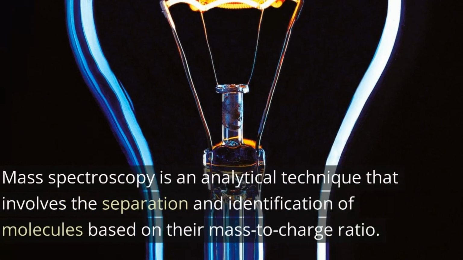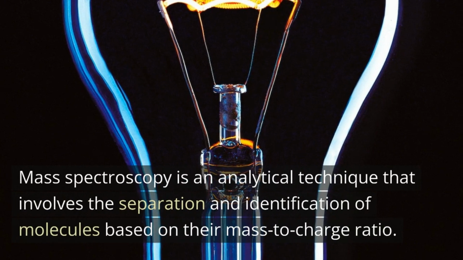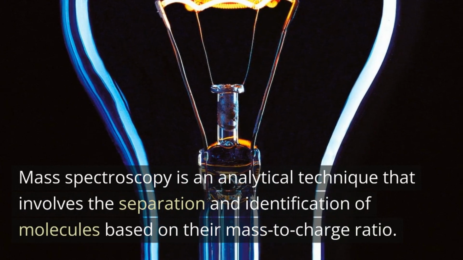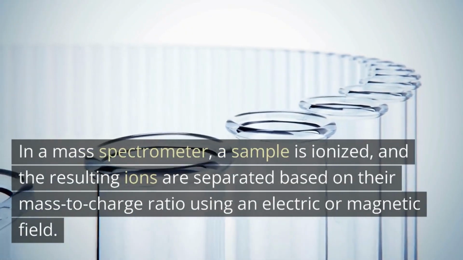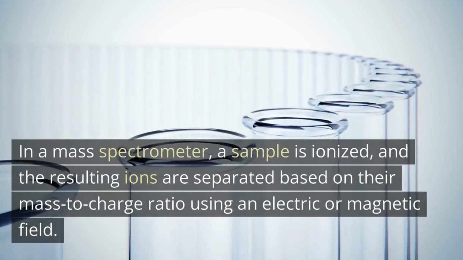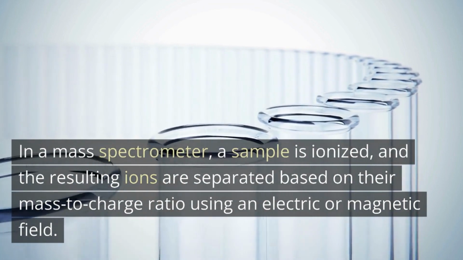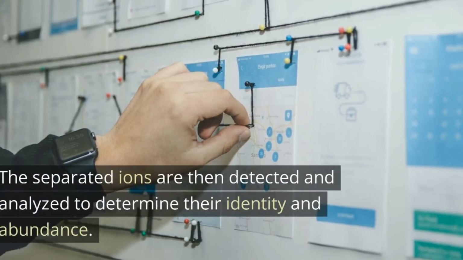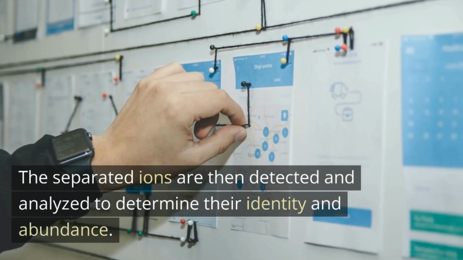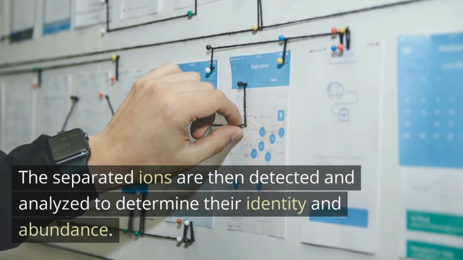Mass spectroscopy is an analytical technique that involves the separation and identification of molecules based on their mass-to-charge ratio. In a mass spectrometer, a sample is ionized, and the resulting ions are separated based on their mass-to-charge ratio using an electric or magnetic field. The separated ions are then detected and analyzed to determine their identity and abundance.